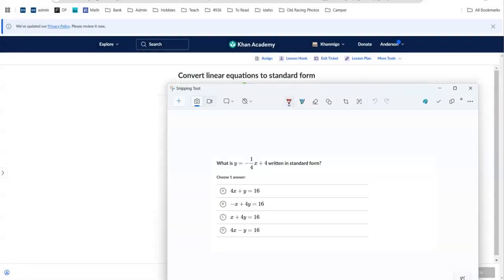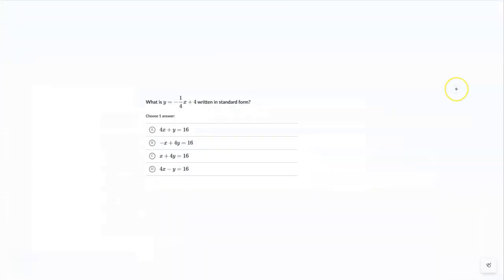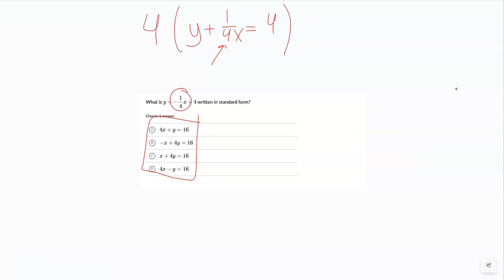Okay, let's start fresh. So looking at the way they have the options, they're all actually set up in standard form, right? Variables on one side and the constant on the other. So like I said, all we have to do is move this to the left side by adding 1/4 x. So we get y plus 1/4 x equals 4. Well, looking at all these options, we can see we have no fractions. So to get rid of the fraction up top, look at the fraction. What is the denominator? It is 4. So we're going to multiply the entire equation by 4.